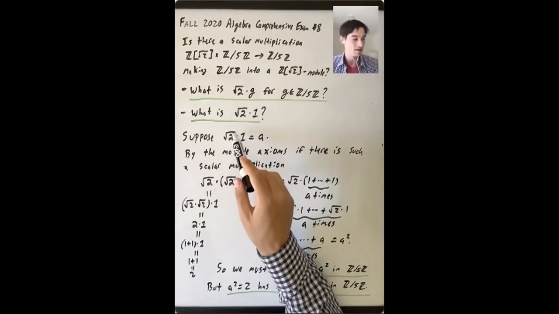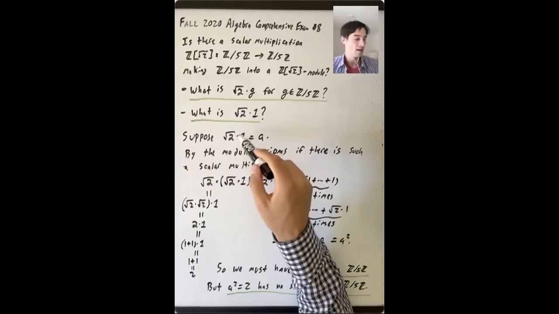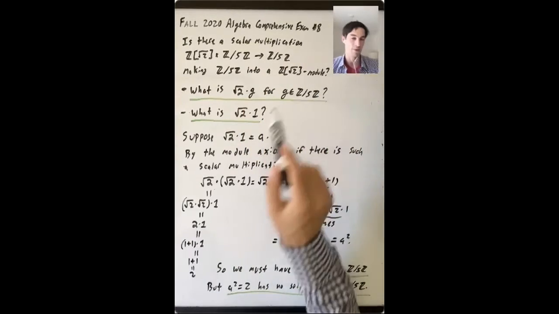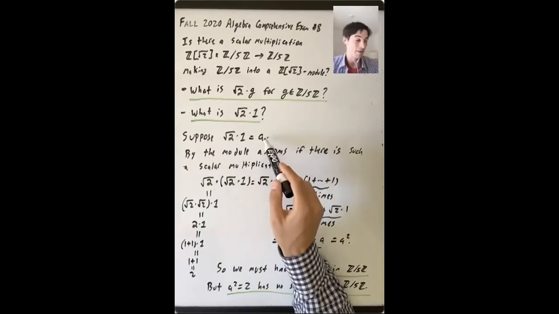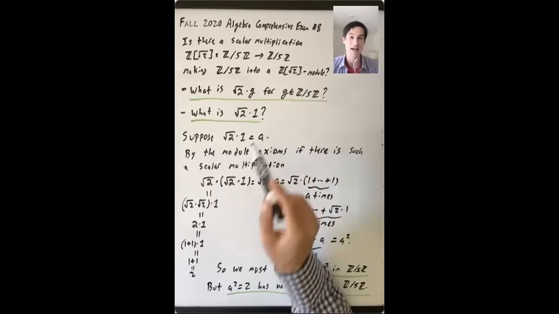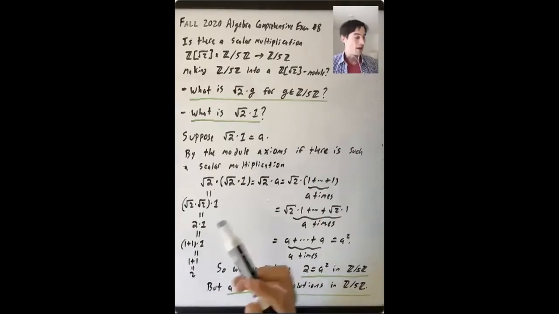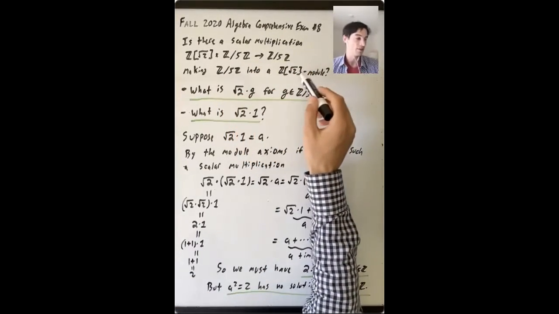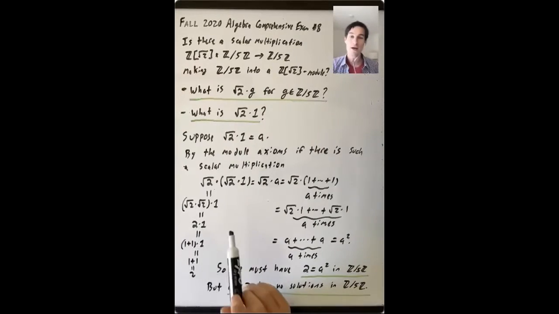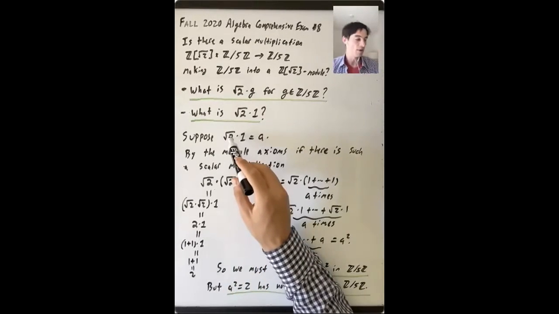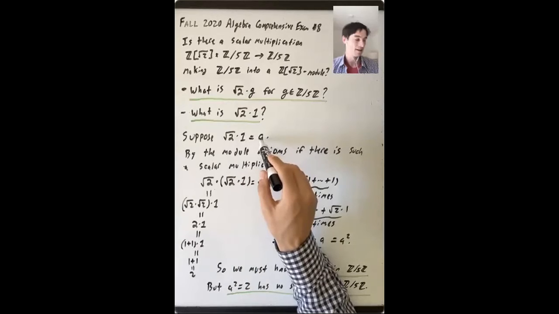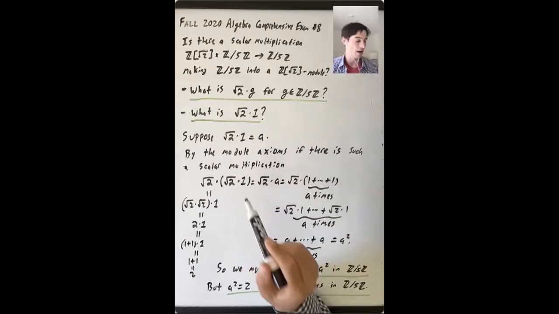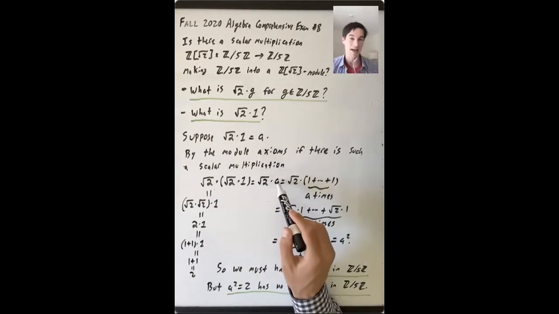So let's suppose, what does it have to be? If this scalar multiplication turns Z mod 5Z into a Z adjoined square root of 2 module, it's got to be some element of Z mod 5Z. So let's call that element A. Now, by the module axioms, what has to be true? We know what square root of 2 dot 1 is, so let's act by square root of 2 again. So square root of 2 dot square root of 2 dot 1 is square root of 2 dot A.